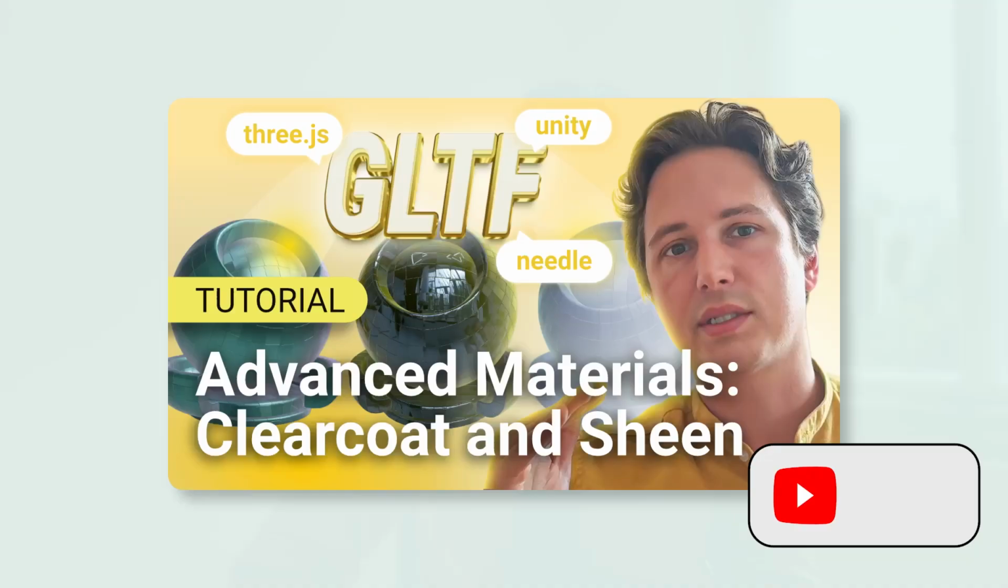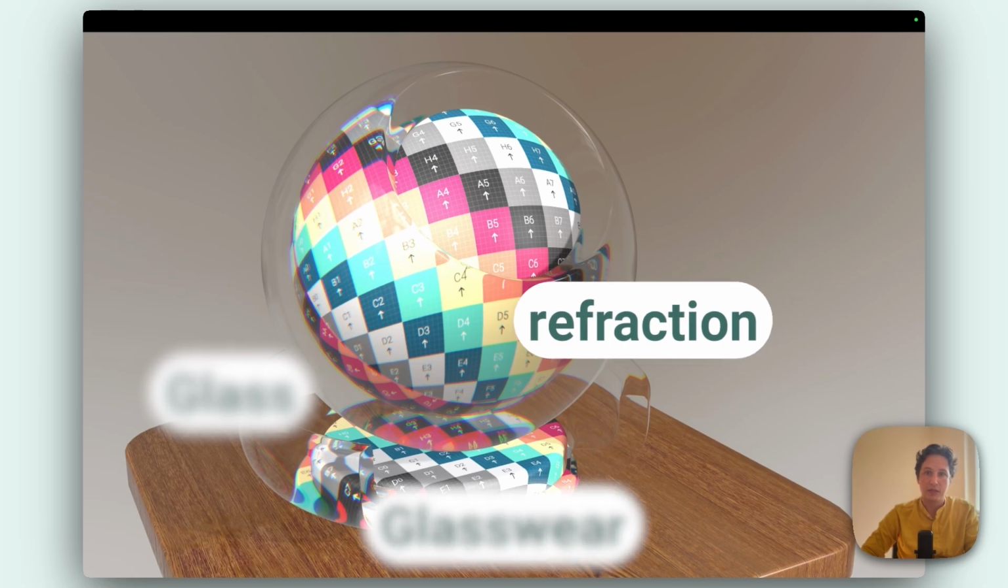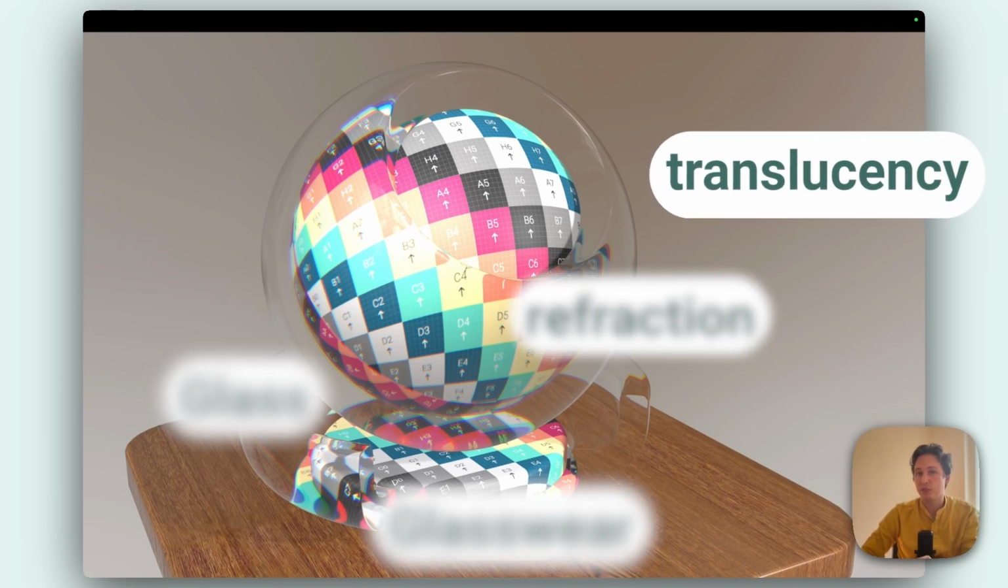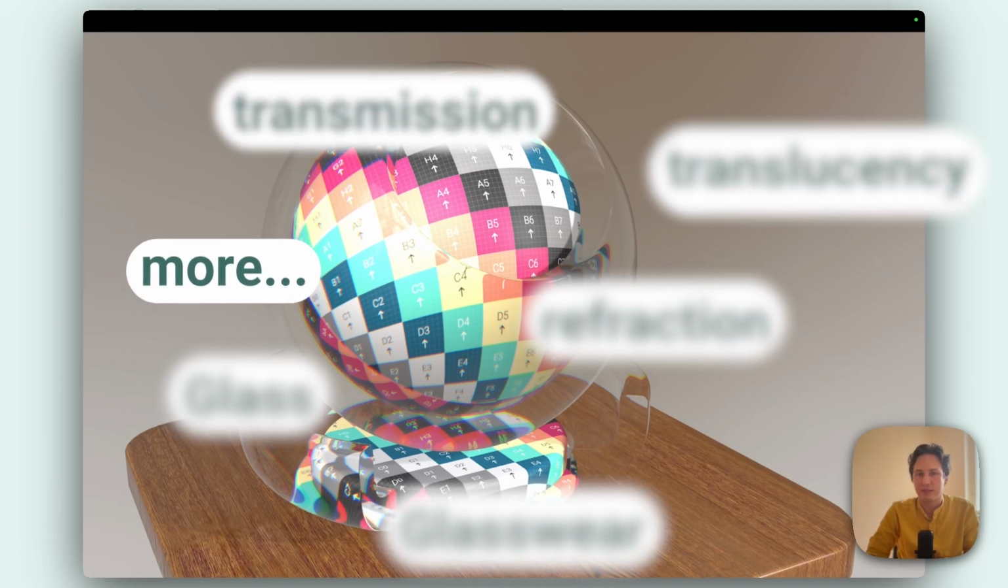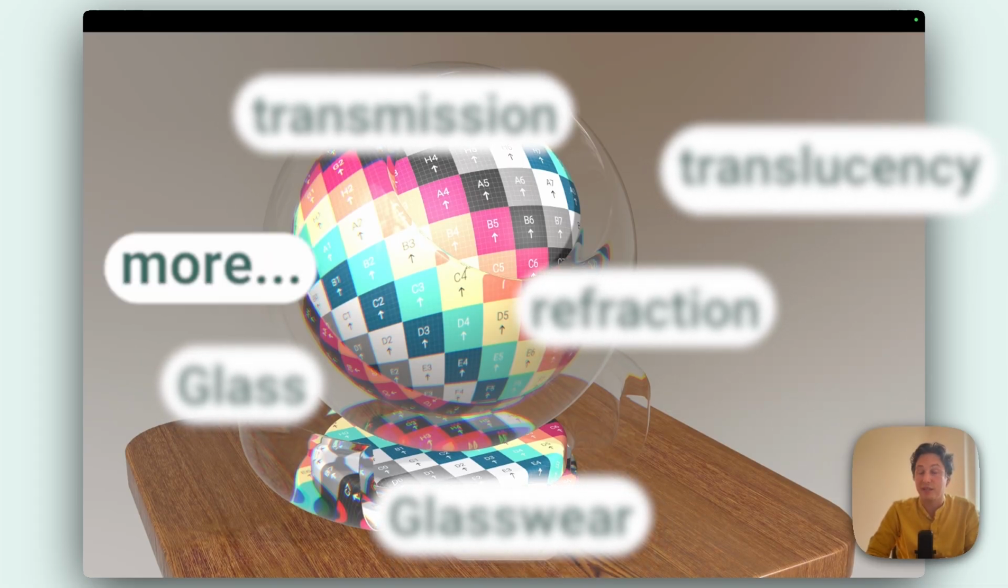Hi! In the last video, we looked at clear coat and sheen effects for materials. And this time we're going to look at transparent materials. That is glass, glassware, refraction, translucency, transmission, and a number of other effects that make glass more realistic in real-time applications and in the web.